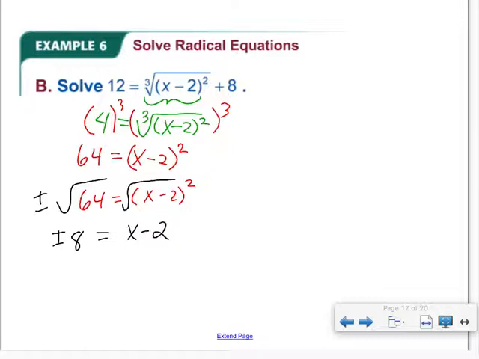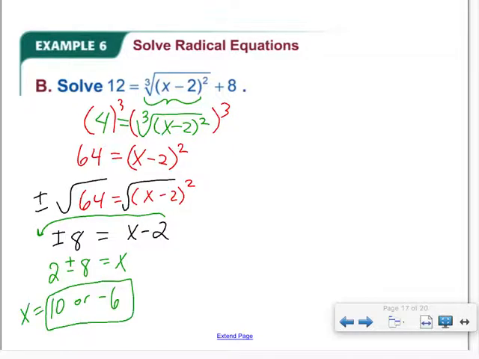Now how do you solve it from here? Well, you want to move that 2. It's going to become a positive, and it's going to sit right in front of the plus or minus. So then it will become a kind of a mathematical statement. So you're going to have 2 plus or minus 8 equals x. So then actually do those two statements. 2 plus 8 is 10. 2 minus 8 is negative 6.